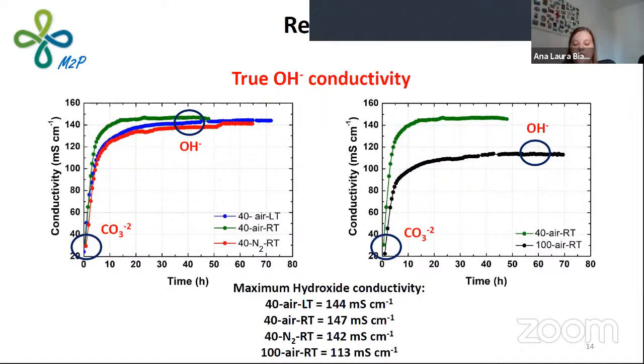It's interesting here to highlight the difference between the conductivities of the carbonate form and the hydroxide form. So we see here the carbonate is around 20, 30 millisiemens per centimeter. And then we come to the hydroxide form. And we can see that all samples irradiated at 40 kilograys have a maximum conductivity around 140 millisiemens per centimeter, which is one of the highest in the literature so far. And the one irradiated at 100 kilograys, which is this black one here, has shown a maximum conductivity of 110.